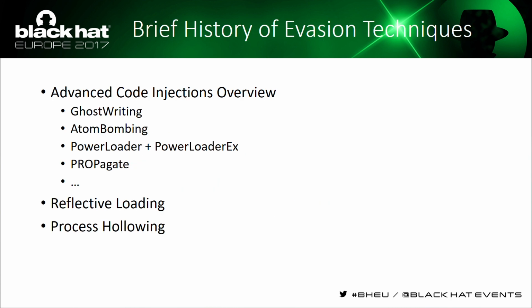So, advanced code injection techniques have been with us for many years. Notable methods are ghostwriting, atom bombing, power loading, Propagate, which was released only a few weeks ago, and all these techniques allow you to run shellcode in a target process. We also have reflective loading, which is the loading of DLL files or exe files from memory without touching disk, and also we have process hollowing, which is another technique to use a legitimate executable as a container for running malicious code. So let's take a look at some of these techniques.